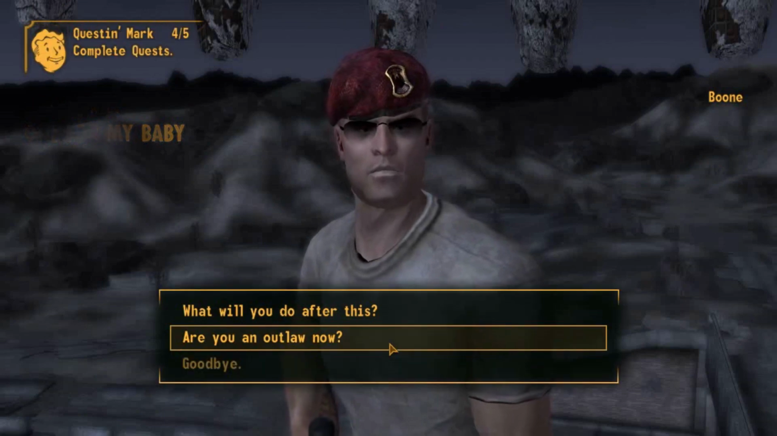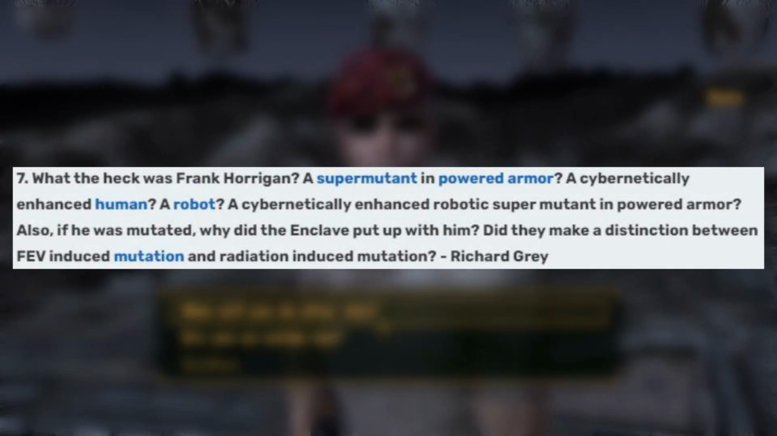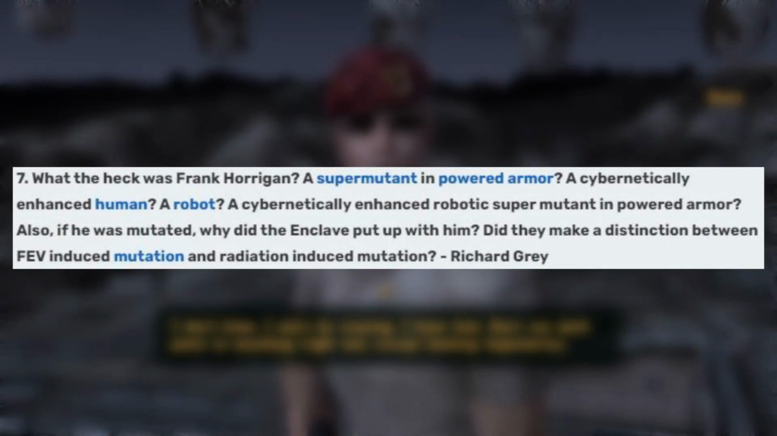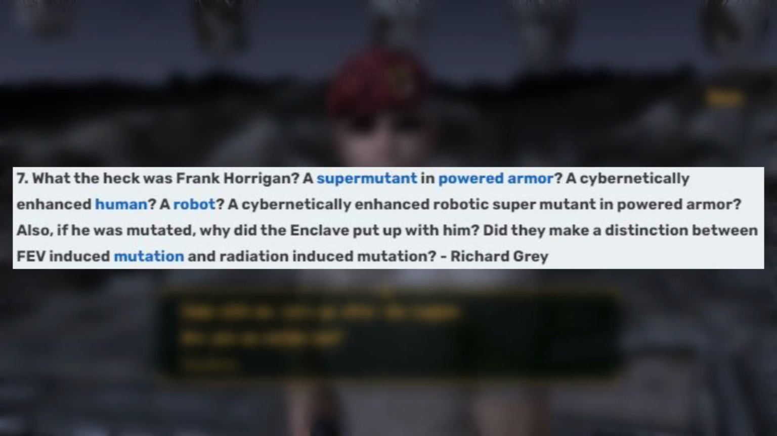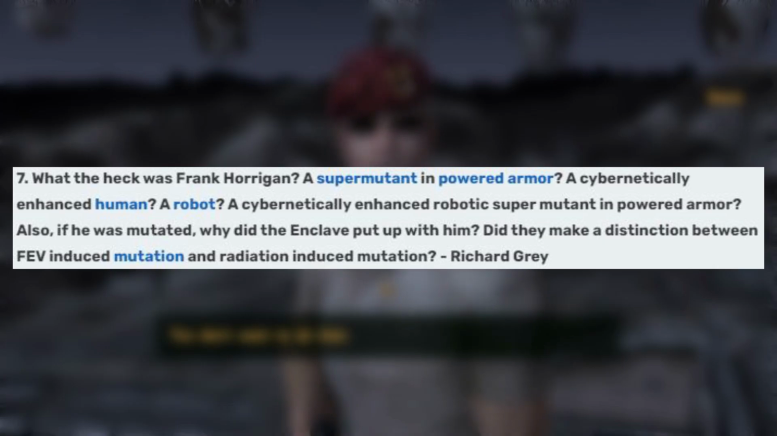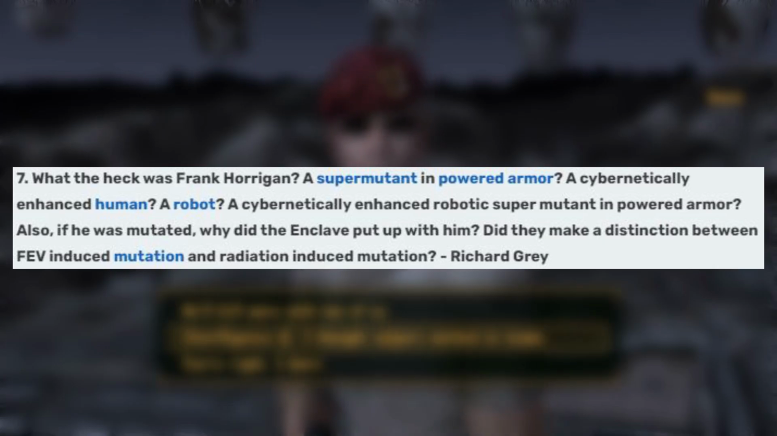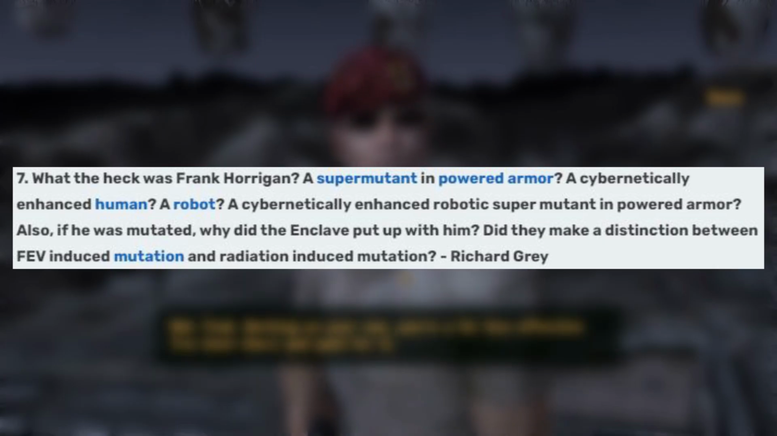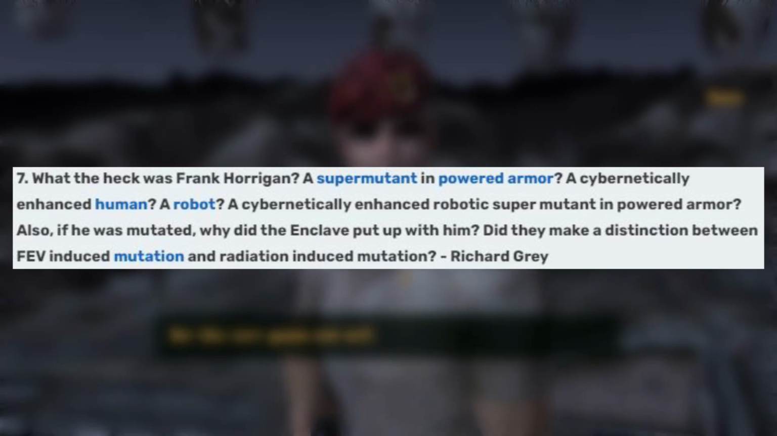The next question is, what the heck was Frank Horrigan? A super mutant in powered armor? A cybernetically enhanced human? A robot? A cybernetically enhanced robotic super mutant in powered armor? Also, if he was mutated, why did the Enclave put up with him? Did they make a distinction between FEV-induced mutation and radiation-induced mutation?